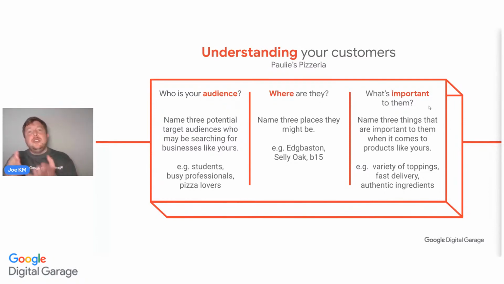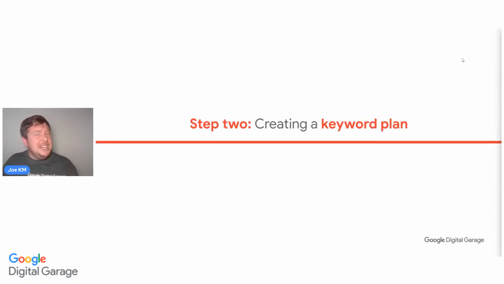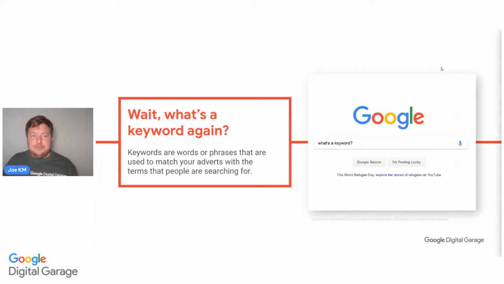So once you start to understand your different audiences, where they're from, what they actually are interested in, you can start to create better ad copy that is going to match what they want, which means you're going to convert a higher amount of people. So what we need to consider next is a keyword plan. Before we get into this, what did we say was a keyword? What did we say was a search query?